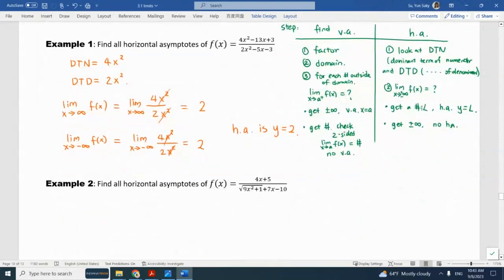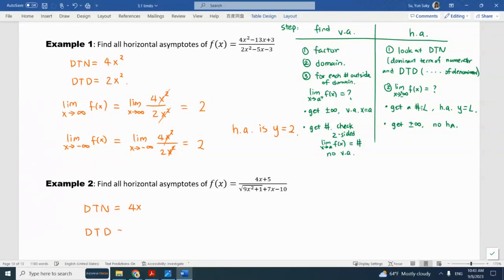Okay. So look at this problem again. We look at the dominant term of the numerator, and the dominant term of the denominator. So in the exam, you have to write out DTN, okay, everybody? Because if you use the shortcut proof, I want you to list all the steps. So DTN, what's DTN? Yeah, 4x, right?